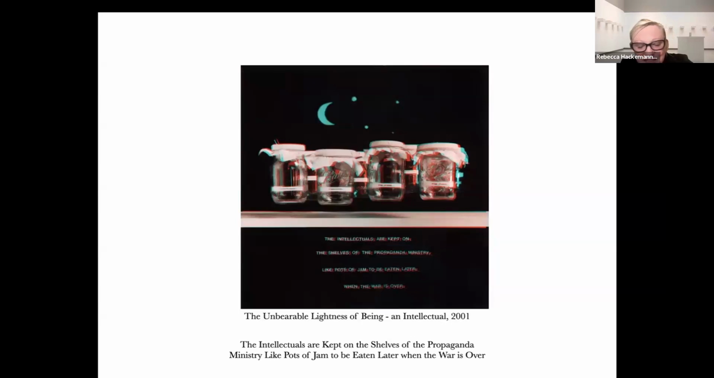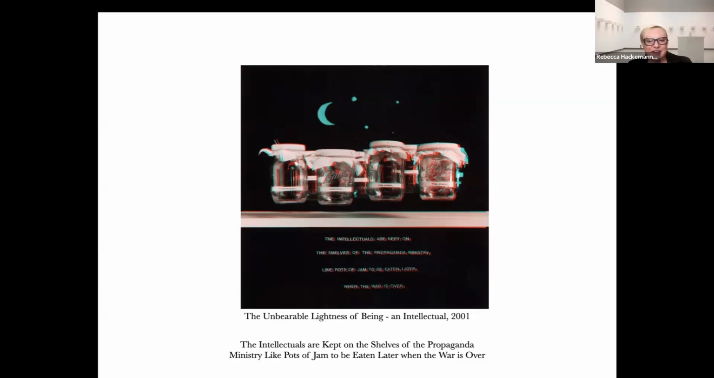The Unbearable Lightness of Being an Intellectual. I was in New York in 2001 on 9/11. I lived there. I don't know if you can read it well, but it says the intellectuals are kept on the shelves of the propaganda ministry like pots of jam to be eaten later when the war is over. You see this sort of stance in the images that is looking at the present, or at that time the present, from another perspective, like another world. Obviously, there's no propaganda ministry, but it's all symbolic. I imagined this other world looking at our present as if it was in the past, if that makes sense. So looking back, oh, this is what happened. And when I think about what's happening today, it still works.